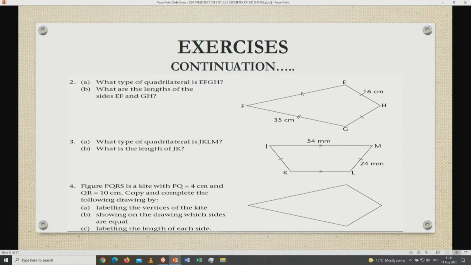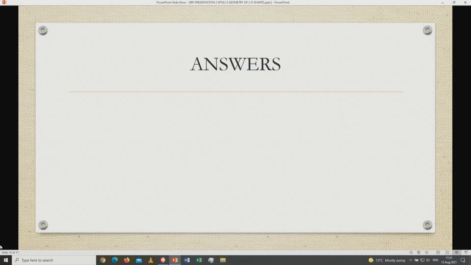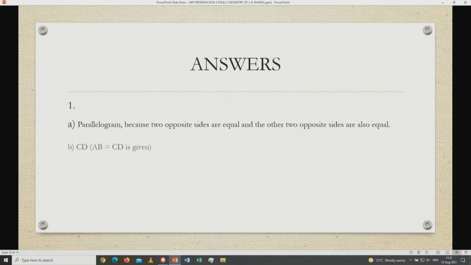Right, guys? So the next slide is about the solutions that we have, which I've just alluded to. Number 1 is a parallelogram, because 2 opposite sides are equal and the other 2 opposite sides are also equal. And AB is equal to CD, which is given as 2,5. Therefore, AD will be 2,5 meters. That is what we spoke about.